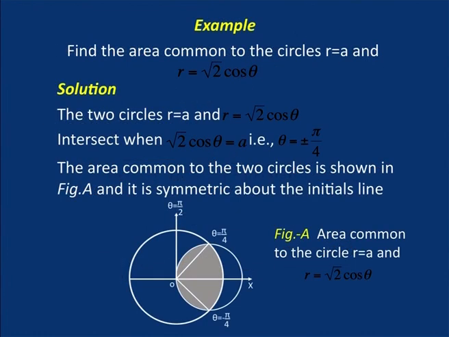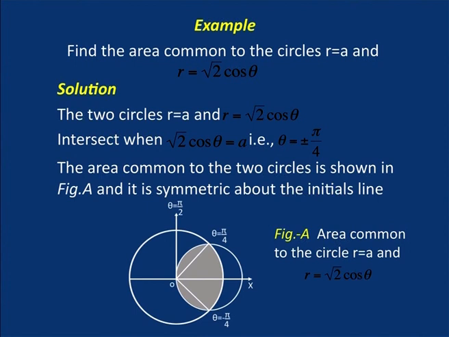Second example here is to find the area common to the circle r = a and r = root 2 cos theta. As shown in the figure, there are two circles and we want to find the common area of the two circles. The two circles r = a and r = root 2 cos theta intersect when root 2 cos theta = a.